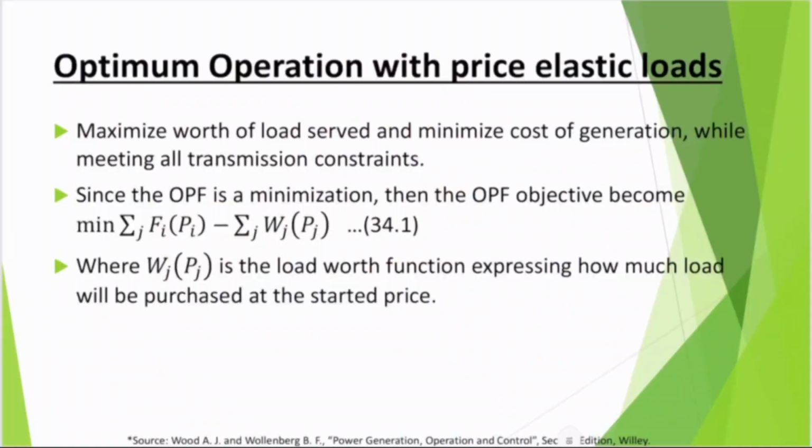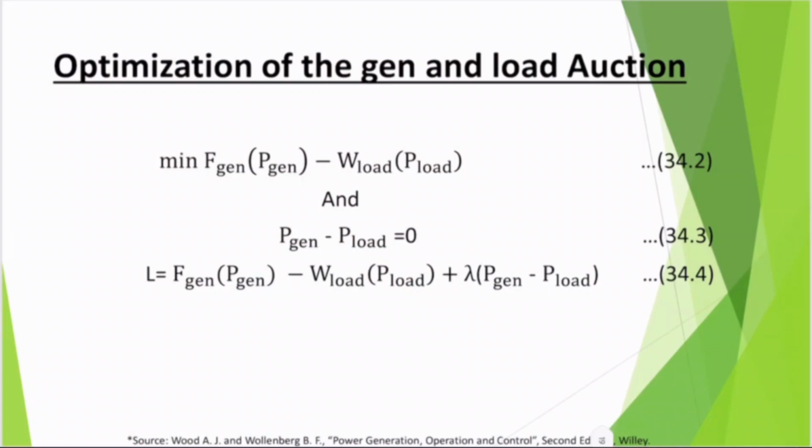Now, maximum worth of a load served and minimum cost of generation while meeting all transmission constraints. Since the optimal power flow is a minimization, the OPF objective becomes minimizing the generation cost minus the consumer's worth, that is, Fi(Pi) minus Wj(Pj), where Wj is the load worth function expressing how much load will be purchased at the stated price. Now we have to optimize the generation and load auction. So you have to minimize the generation cost minus W load, and you also have to make sure P generation equals P load.